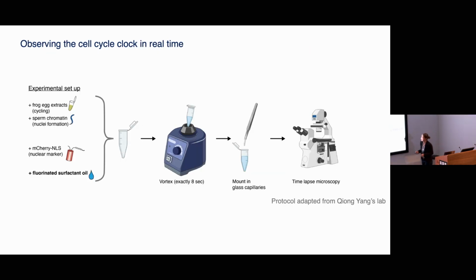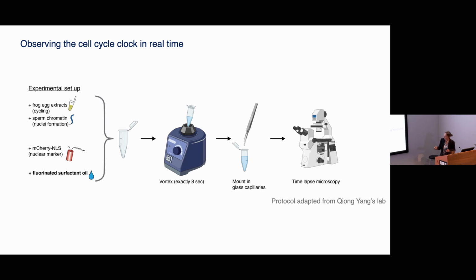We can do these experiments where we take the cytoplasmic extract. These are crushed frog eggs, don't forget this. And we can supplement sperm chromatin. As already said before, this enables the nuclear envelope to fully reestablish. And then we usually add mCherry with a nuclear localization signal, which enables us to visualize this fully import-competent nucleus in the cell.